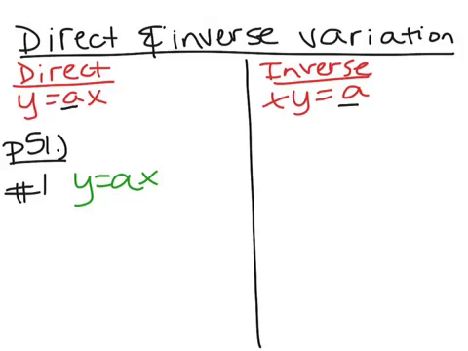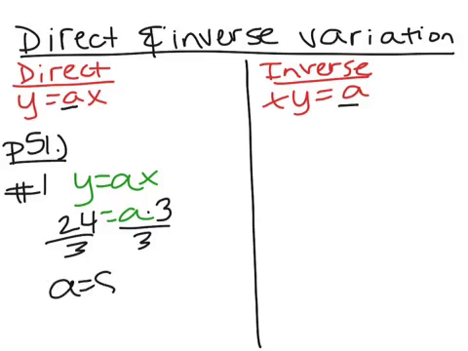So I'm going to plug in the information that I know, which is that y is 24. I'm trying to find my a value, but I know that my x value is 3. So I have 24 equals a times 3. So that means to solve for a, I'm going to divide by 3. So a equals 8.